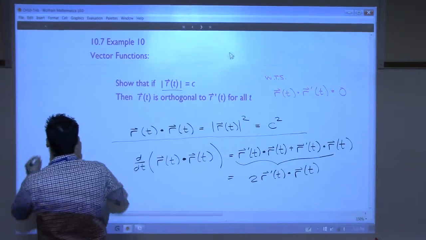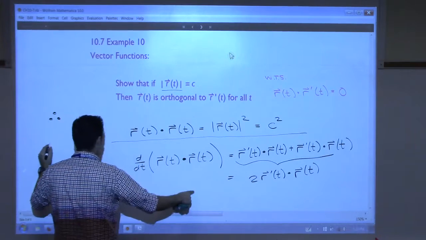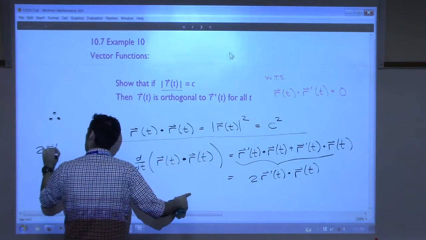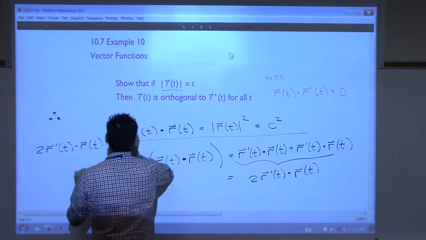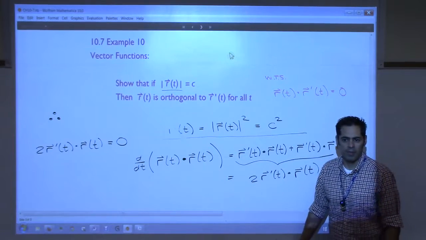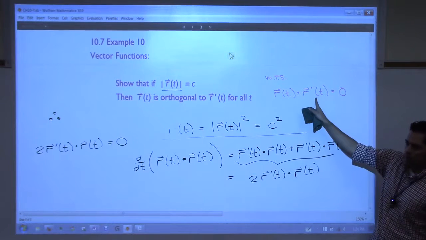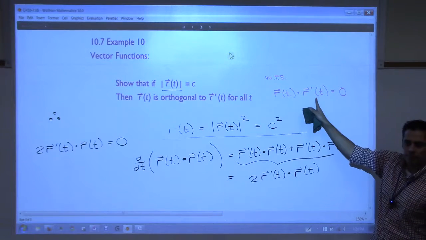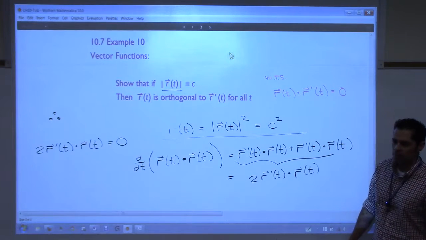So, therefore, 2 r prime t dotted with r t must be 0. Divide by 2 on both sides. If you divide by 2, what do you get? What you want to show. And we're done. Is that weird or what? That seems strange?